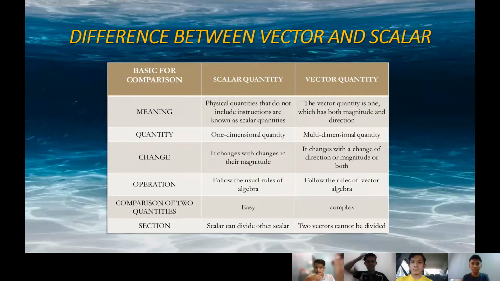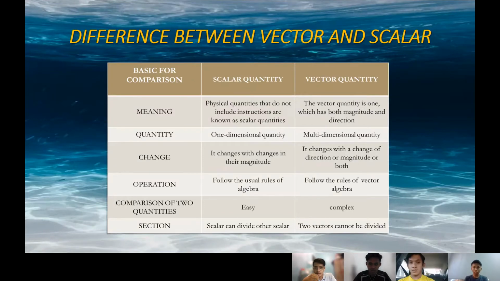Difference between vector and scalar. I will present the basis of comparison: meaning, quantity, change, operation, comparison of two quantities and division. Meaning of scalar quantity: physical quantities that have magnitude only are known as scalar quantities. Meaning of vector quantity: a vector quantity is one which has both magnitude and direction. Scalar is a one-dimensional quantity, while vector is a multi-dimensional quantity.